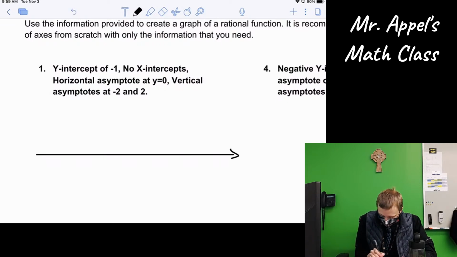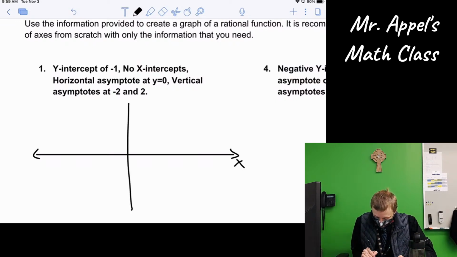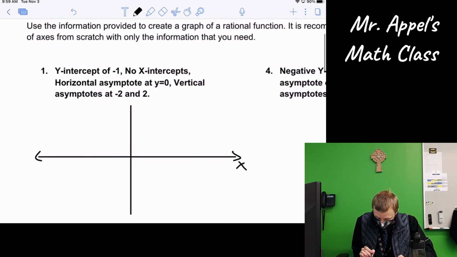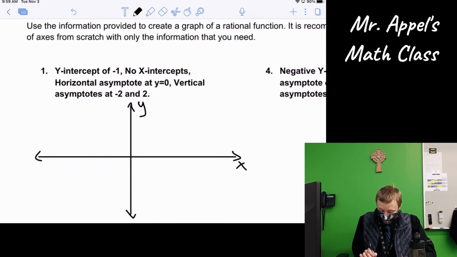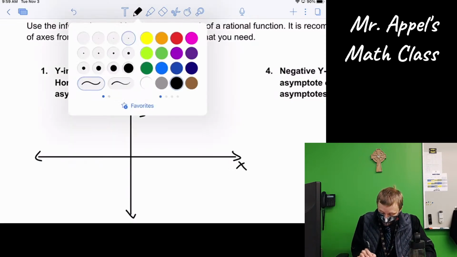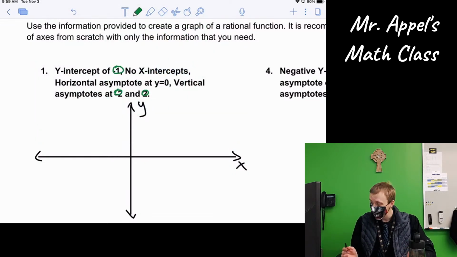So, whip up a quick set of axes to start with. Here's an x-axis. I'm going to give myself lots of room. And I'm going to put my y-axis somewhere in the middle because I have a negative and a positive. We want to show both types of values here. And then I need the 3 numbers on here. We are given -1, -2, and +2. So make sure those are clearly visible on your graph.